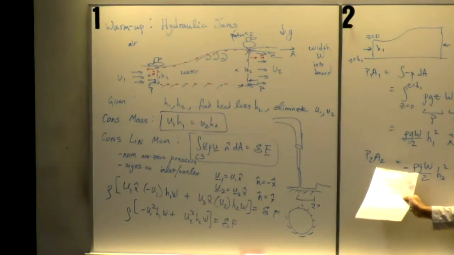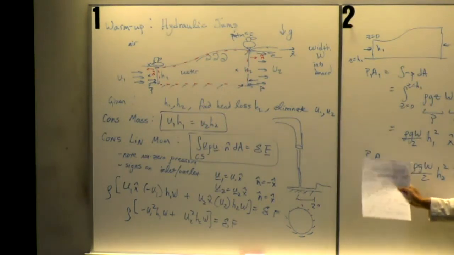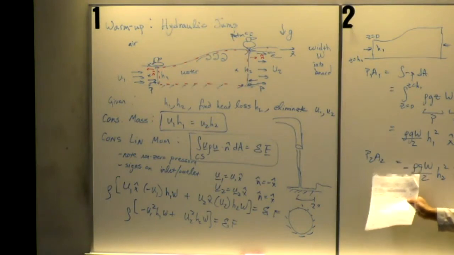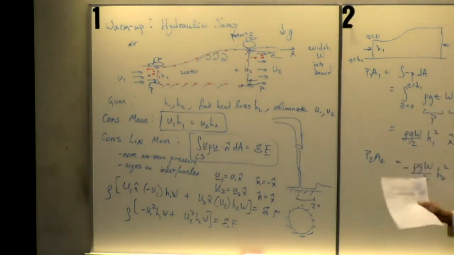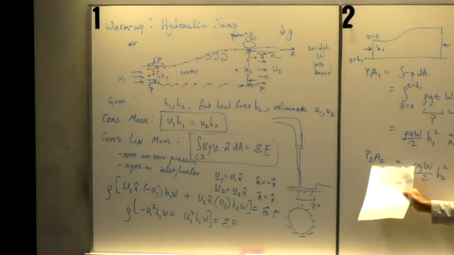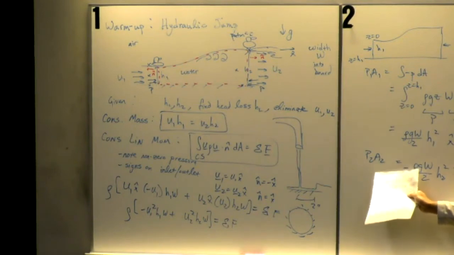So this tells you that the amount of energy you lose isn't a function of how fast you're flowing. It's only a function of the differences in heights. Particularly, the bigger the difference in height, the more losses you're going to get.